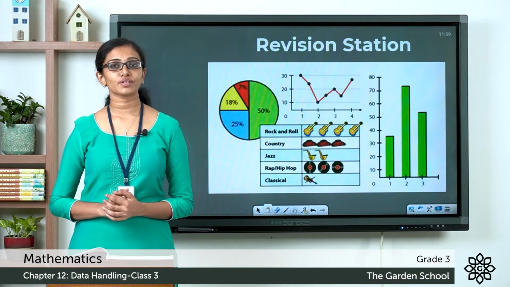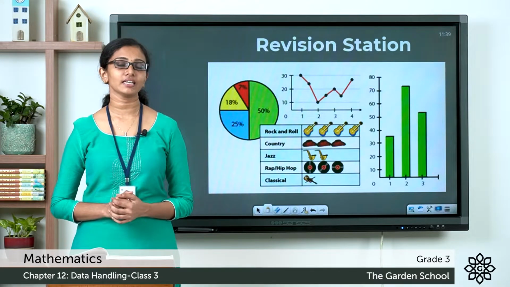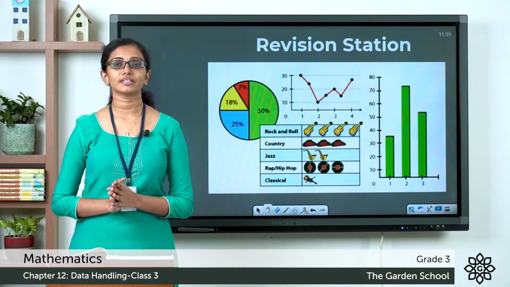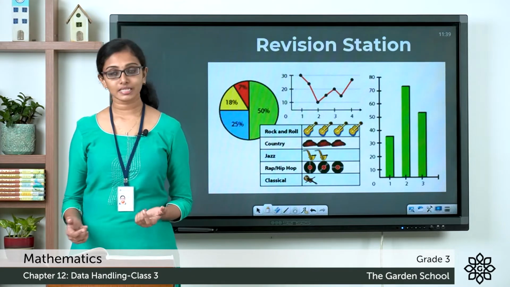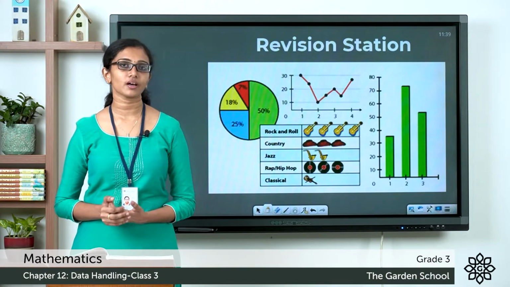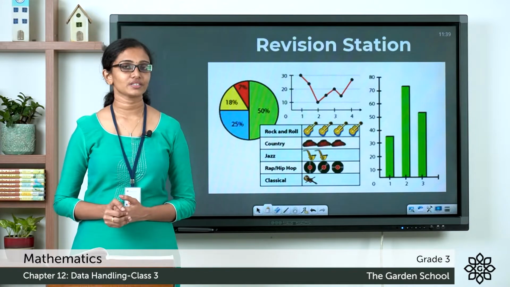So we have come to the end of chapter 12, data handling. So we will discuss the questions from revision station today. All of you please turn to page number 171 of your textbook. Let's see the first question.